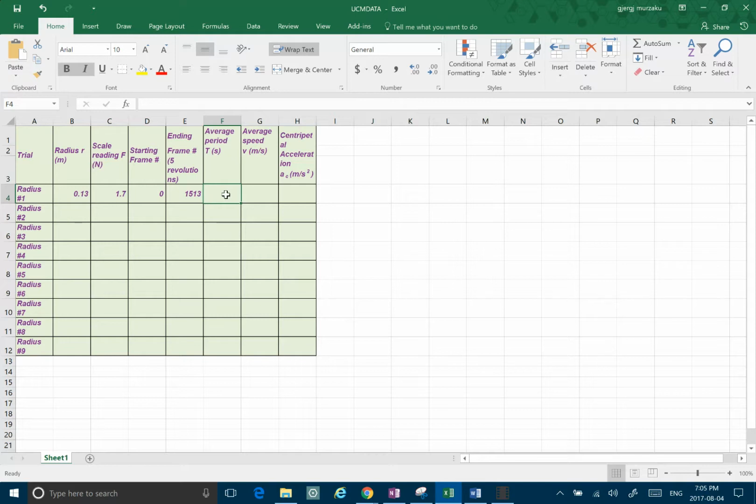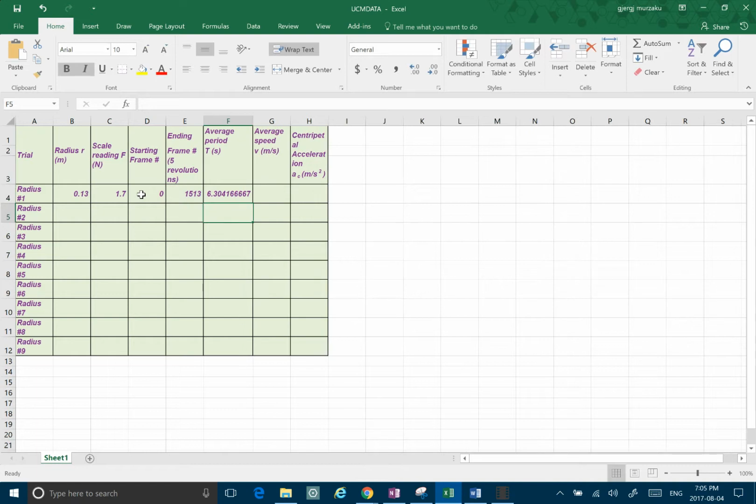So the period, if you do the calculation, or we can do it with calculations. We can do this with brackets. We open bracket, we have ending frame minus initial frame, divided by 240 frames per second. And we get, divided by 5. And there is your average period.